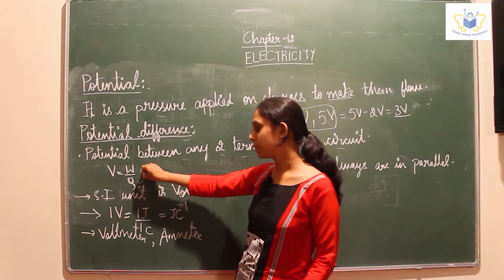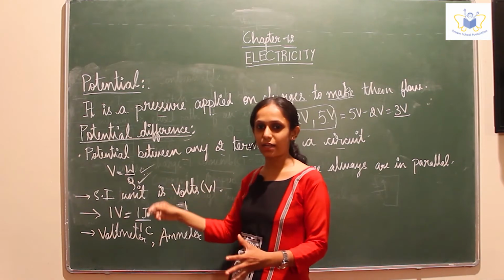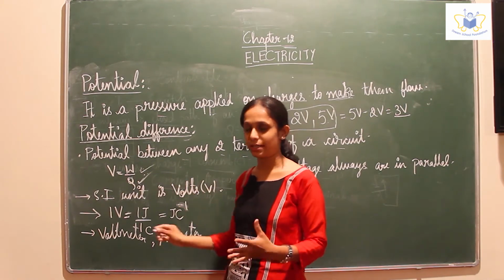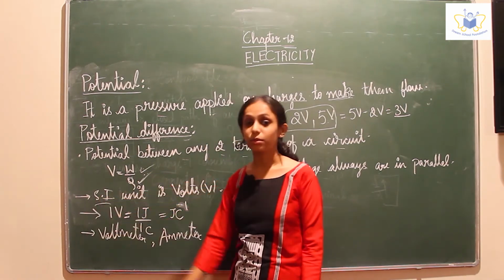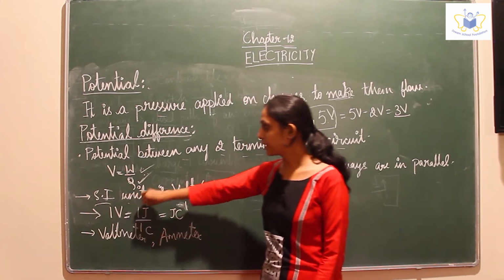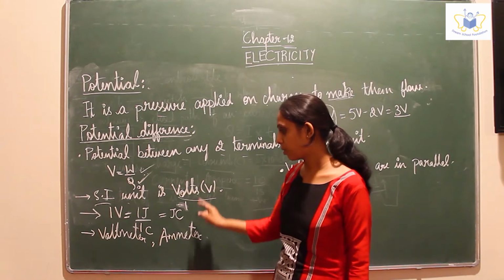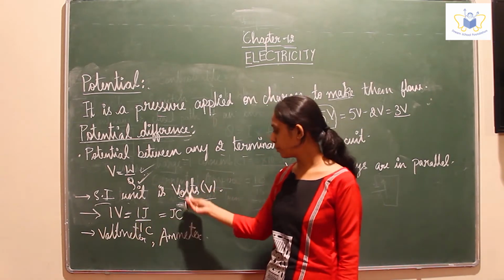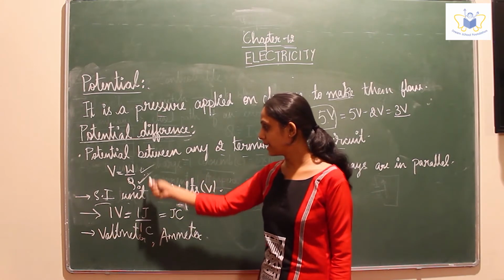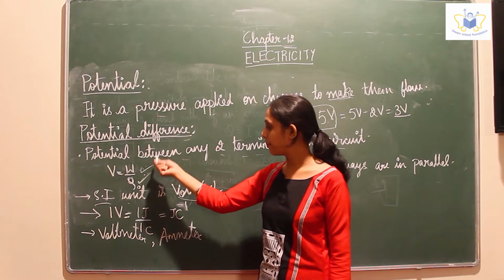So how much work can a circuit do on certain charges can define its potential. Simple. Now, SI unit. What does SI unit stand for? Please recall. So the SI unit of potential is volts, V-O-L-T-S. So how will you define 1 volt? It is the same as what you did for current; use the same formula and apply it here.